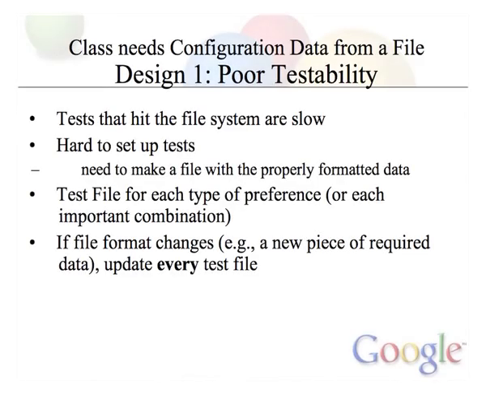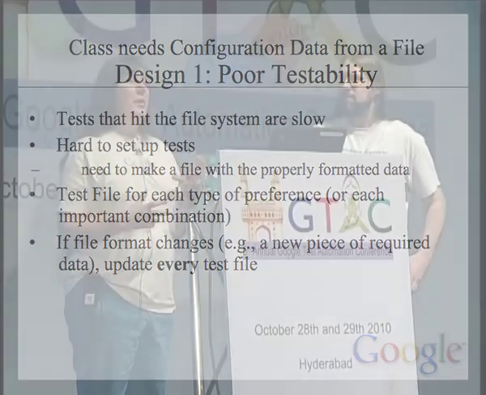This design also has poor testability. We wanted our tests to run fast, but we know that tests that hit the file system are slow. And to set up our tests, we're going to have properly formatted files, one for every kind of preference or every combination that we'd like to have. And then if the file format changes, let's say we have to have a new piece of required data, we have to go to every test file and modify it.